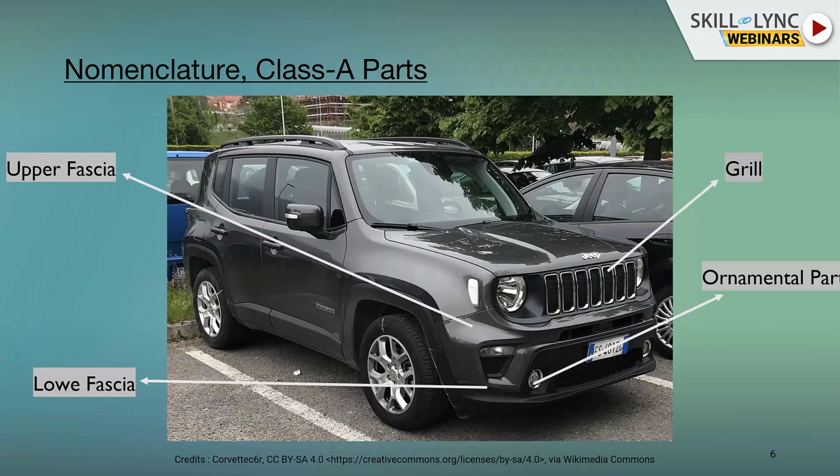So here's a typical example of the front bumper system. Over the image, this upper portion is the upper fascia, and the lower part is the lower fascia. And the grill is divided into two parts, which is the upper grill, which you can see over here, and the lower grill, which is over here. And the ornamental parts, as I spoke earlier, are these chrome rings of this Jeep Renegade, and the chrome surrounding the bottom light systems of the vehicle.